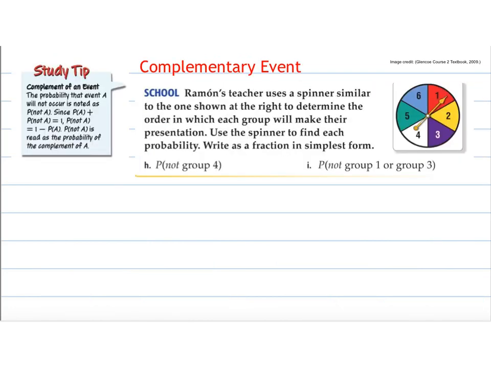Okay, so this is kind of a funny little thing here, but it's important. Complementary event. This is finding pretty much what will not happen. So what is the probability that an event will not occur? And this little study tip here is super helpful. So if you want to write some of this down. So we write things as something not happening, the event.